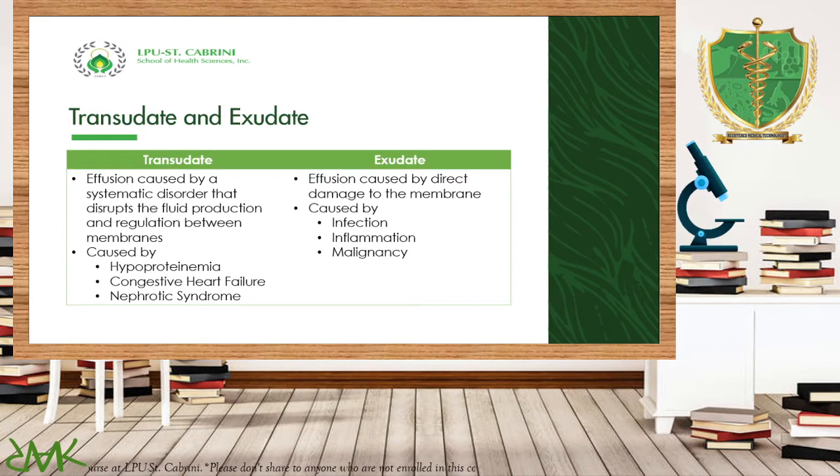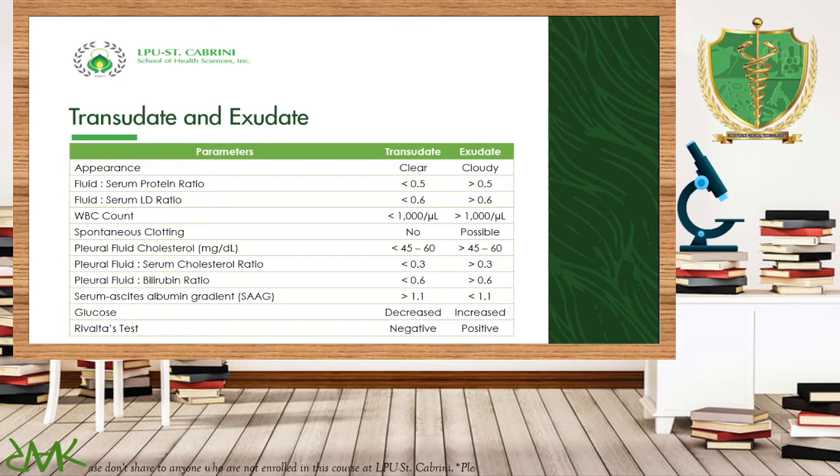While an exudate is a type of effusion caused by damage to the membrane. This damage can be due to infection, malignancy, or inflammation. So if you have a malignant tumor, you will most probably develop an effusion related to exudate. There are several laboratory tests that will help us identify whether it is a transudate or an exudate.